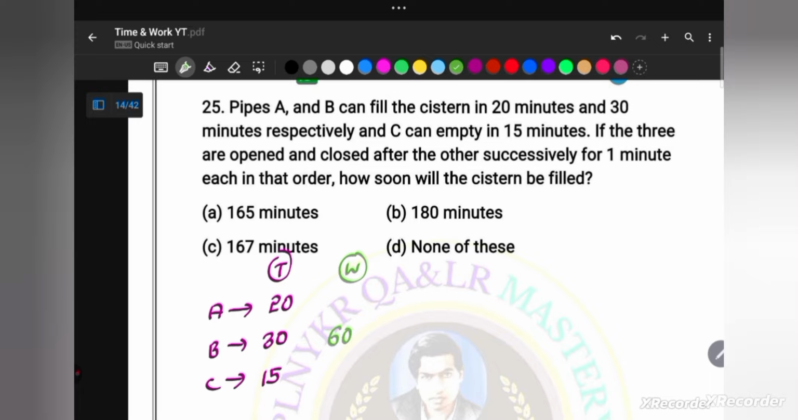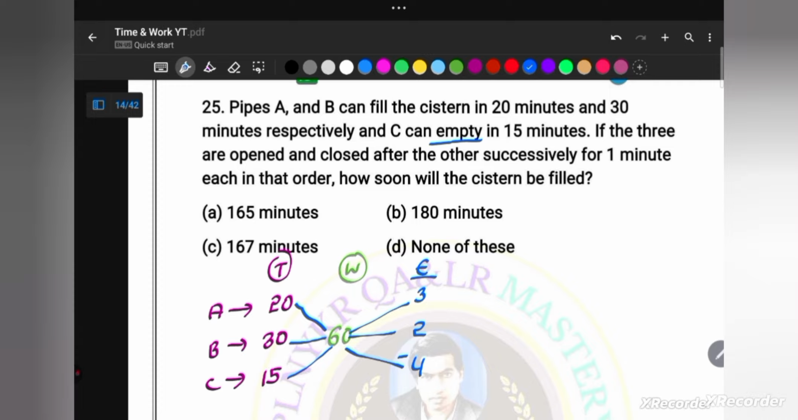Now we'll be finding the efficiency of each one. Coming to A, it will be 60 by 20, which is 3. Whereas B, 60 by 30, it will be 2. Whereas C, it will be 60 by 15, which is 4. But if you observe carefully here, pipe C is emptying the tank. That means it is doing negative work. So we'll be taking -4.